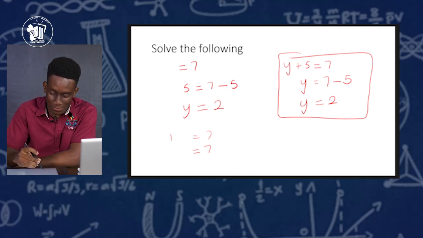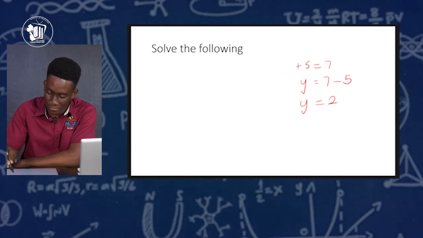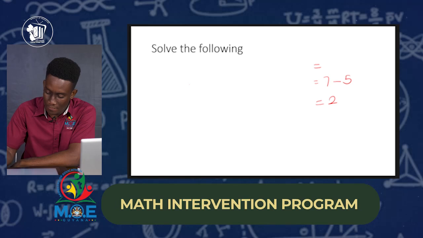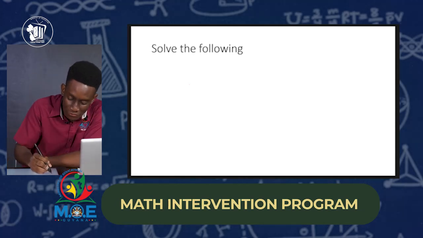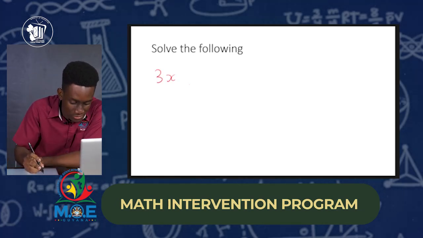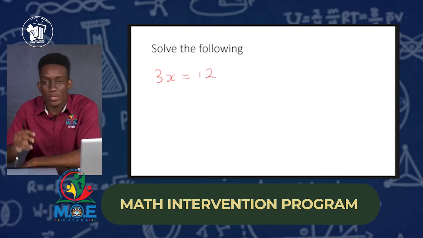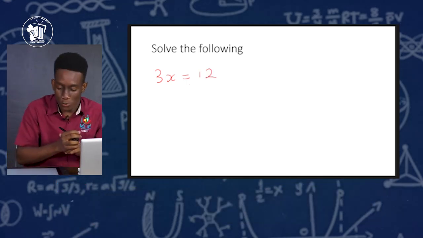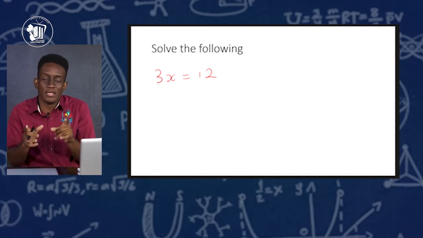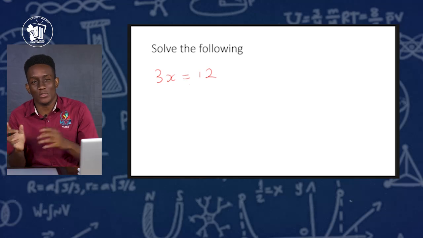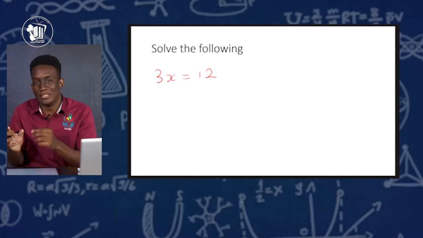So let's look at another example. Let's say we have 3x is equal to 12. And we're asked to solve this equation. So we want to get rid of everything surrounding the x. And we have 3x. And what is that 3 doing to that x? Of course, we know that the 3 is multiplying the x.